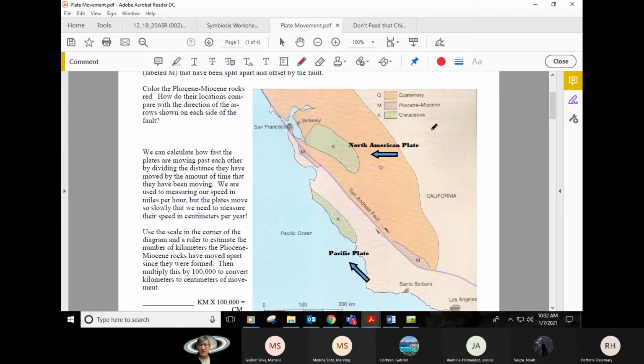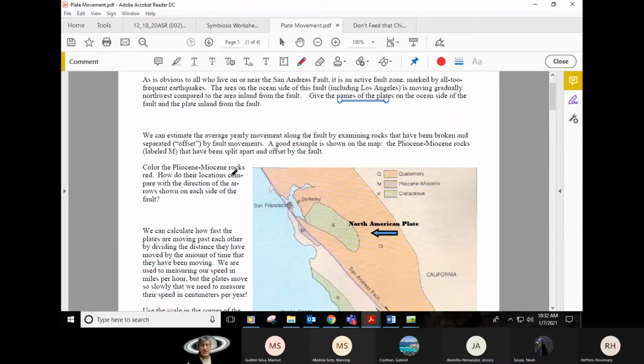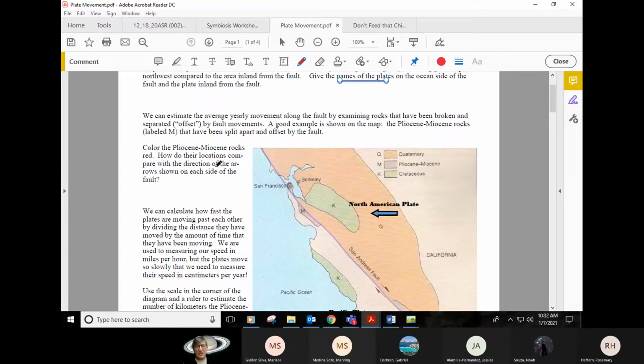All right, so hopefully you found the names of the plates from the map. Pretty straightforward. So our lab is actually going to be trying to find out how much the plates are moving along this fault, so we can estimate the average yearly movement. We're looking at the average movement, not at any one moment in time.